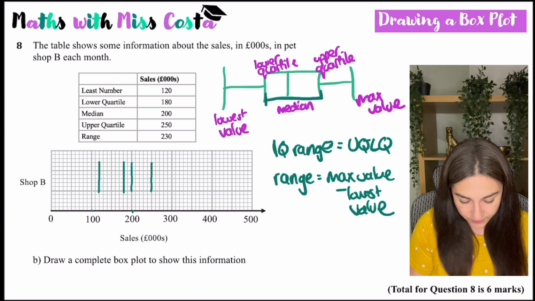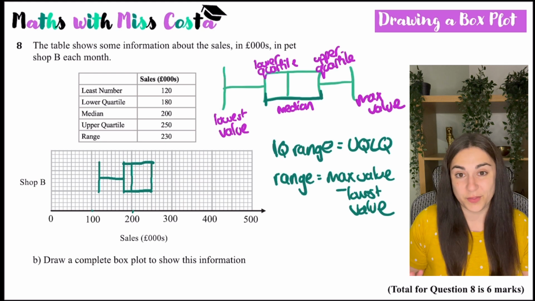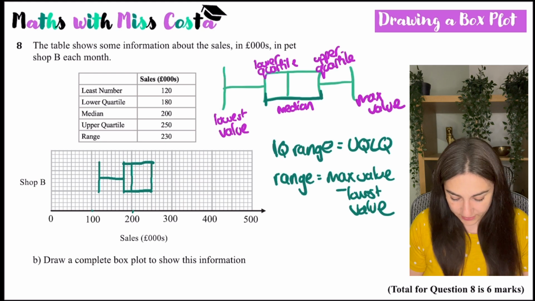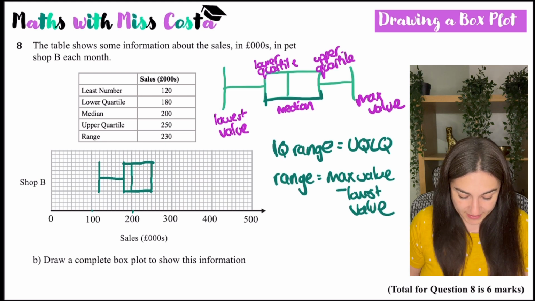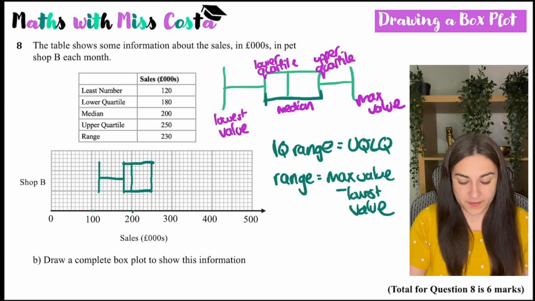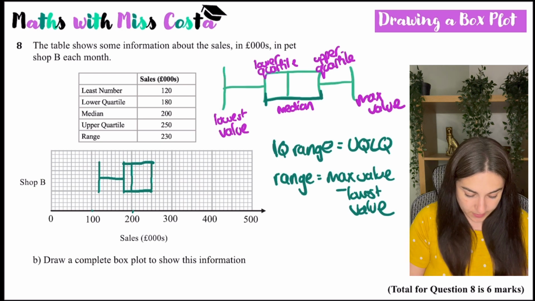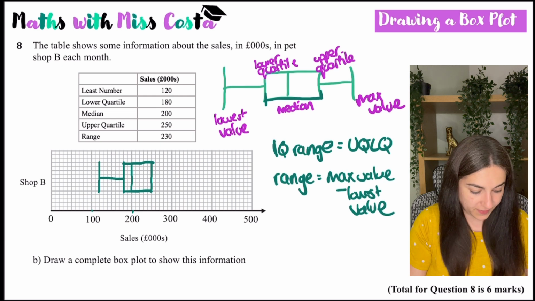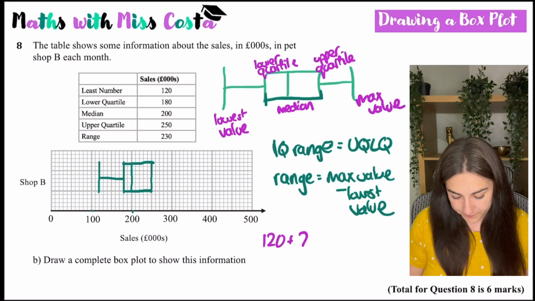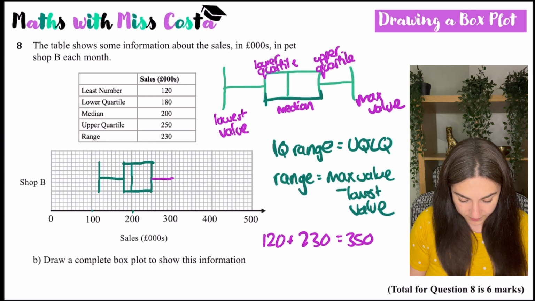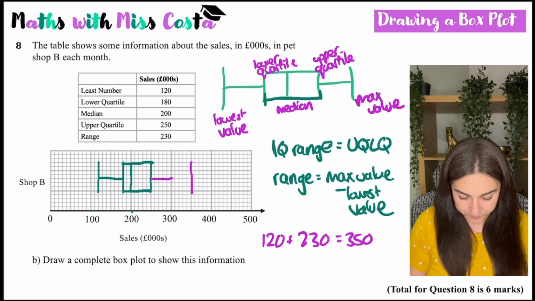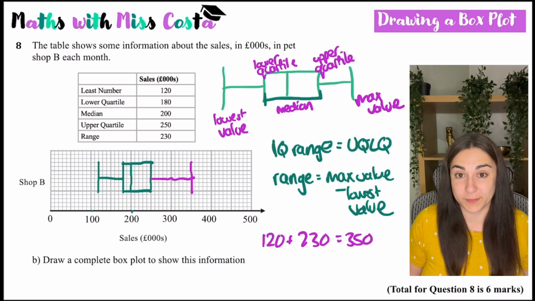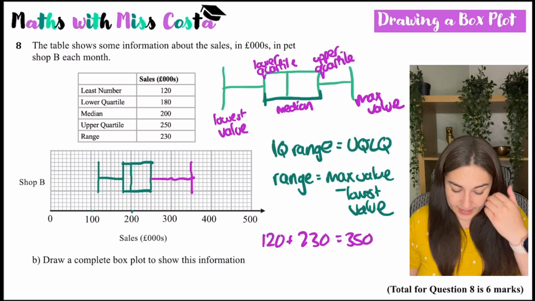And the range, okay, so I haven't been given the maximum value, but I've been given the range. And how do I work out the range? It's the max value take away the lowest value. So I know that the lowest value, which is 120, plus the range, 230. So 120 plus 230 is 350. And that tells me what the maximum value is. So I can complete my box plot like that. And that's how I'd do that.